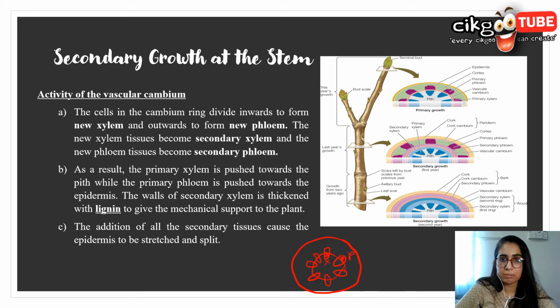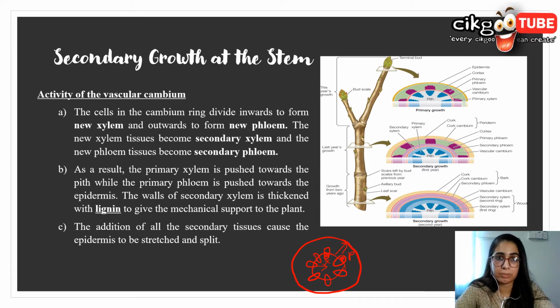Now the cells in this cambium ring will divide inwards to form new xylem and outwards to form new phloem. The new xylem tissues will become secondary xylem, and the new phloem tissues will become secondary phloem. As a result, the primary xylem is pushed towards the pith, while the primary phloem is pushed towards the epidermis. The pith is in the middle. So xylem will keep moving towards the pith, and the phloem will keep moving towards the epidermis.